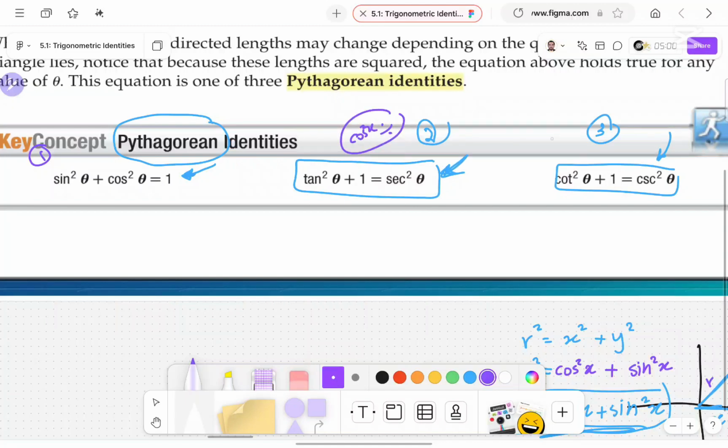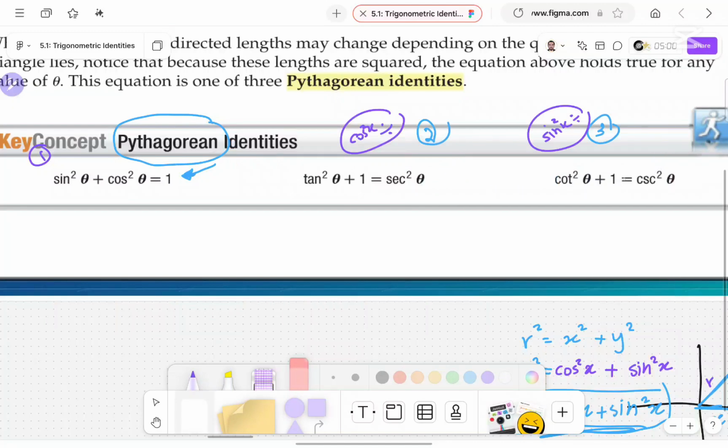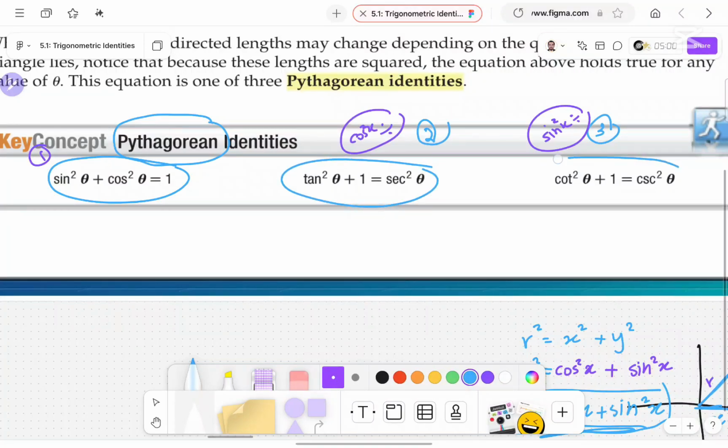Here, if we divide everything by sine squared, we will get this formula: cotangent squared theta plus 1 equals cosecant squared theta. Now don't forget this formula. As a pre-calculus student, the equation is not always represented by this one here or this one here or this one here.